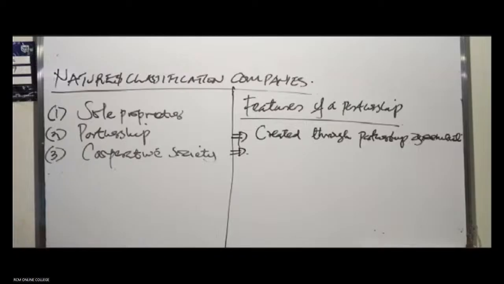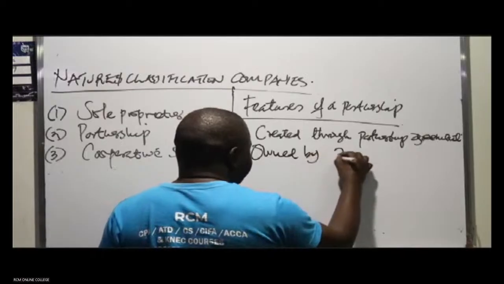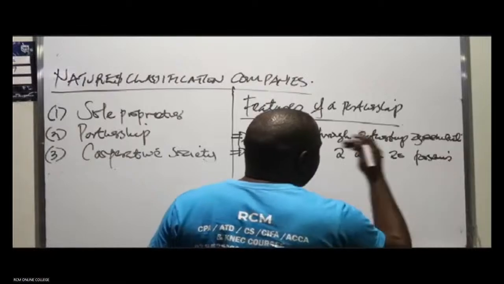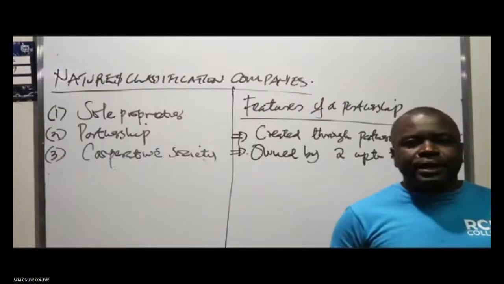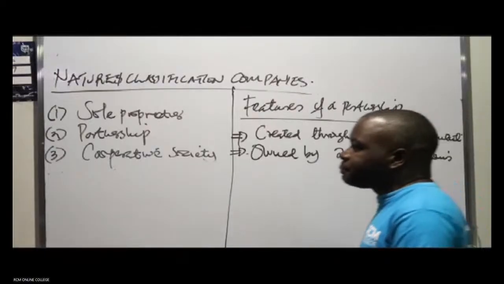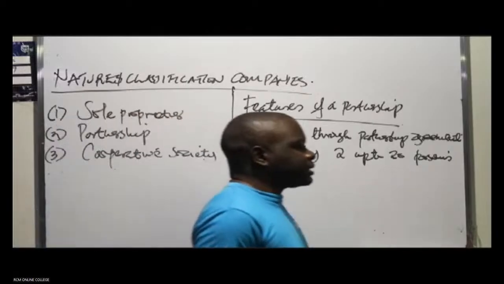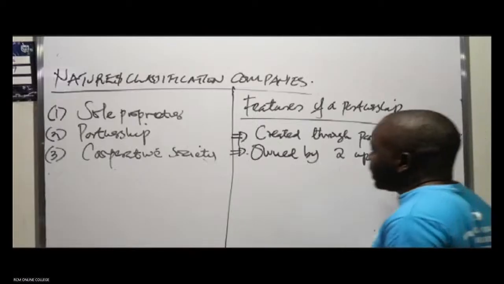Which other points am I seeing here? That's from Wambui. Then Zipporah says two or more members. So it is owned by 2 up to 20 persons. That is a normal partnership business. But for example, if it is a partnership business involved in banking or insurance business, the recommendations under the relevant acts are that there should be only 2 up to 10 persons. But the normal partnership business under the Partnership Act is 2 up to 20 persons.